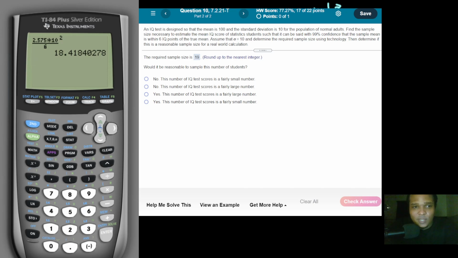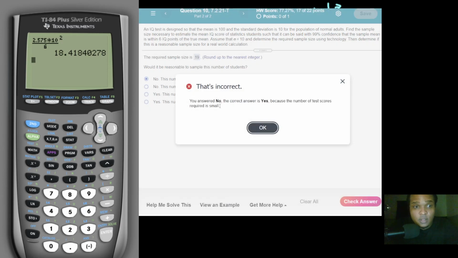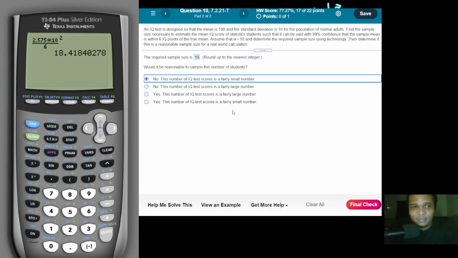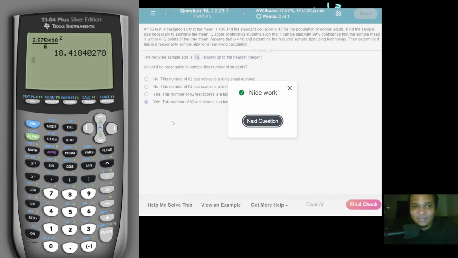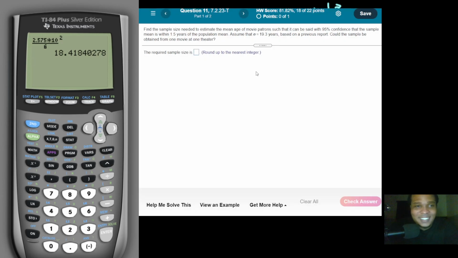Okay, would it be reasonable to sample this number of students? I would say no. 19 is not very large to me. Once again, we're gonna find out. I would say it's a fairly small number, and I'm gonna say no. It's not enough people. You answer no. The correct answer is yes, because the number of tests. Just commit that part to memory, okay?